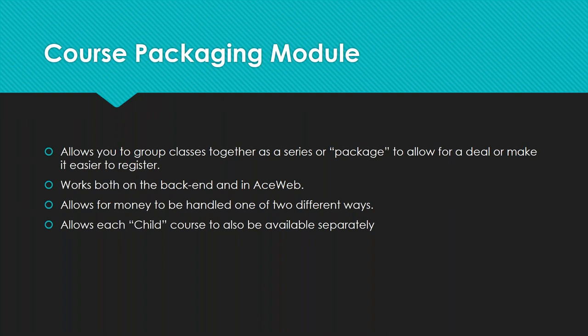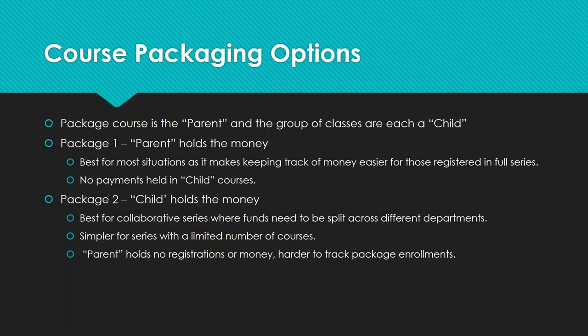In terms of the options, the package course is always called the parent course, and the group of classes are each a child of that course. Now, under package one, which is what we use for most of our situations, I like to call that the parent holds the money. That's best for most situations, as it makes keeping track of the money easier for those registered in the full series. It also acts as a regular course, so it keeps track of how many people are registered for that class. So you can see a running total of how many registered for the series without having to run any other reports.